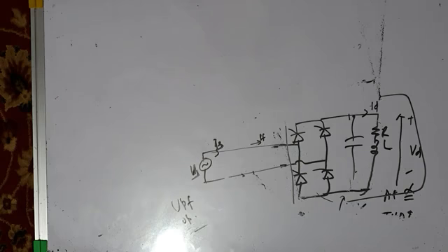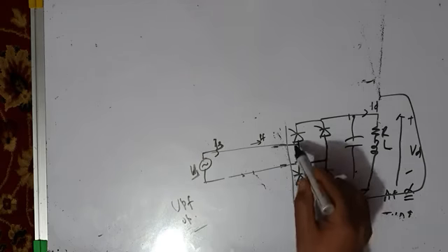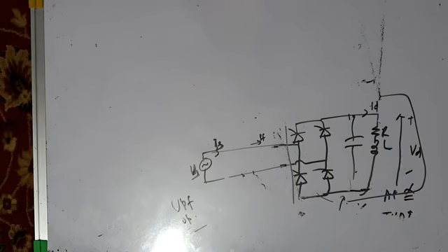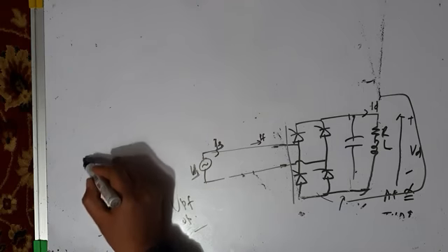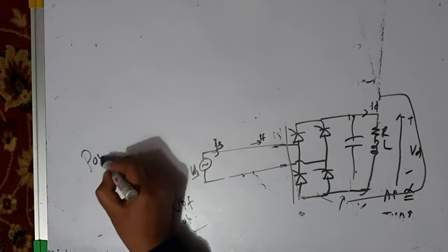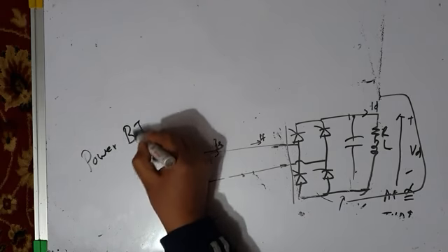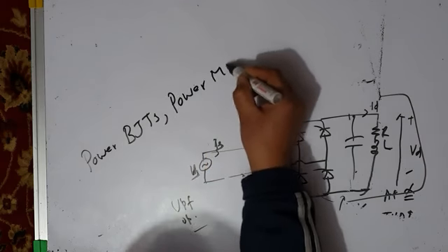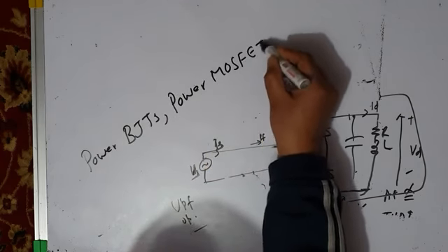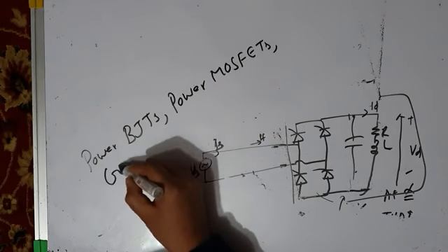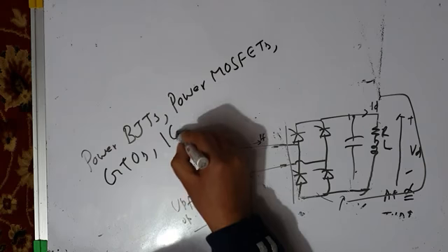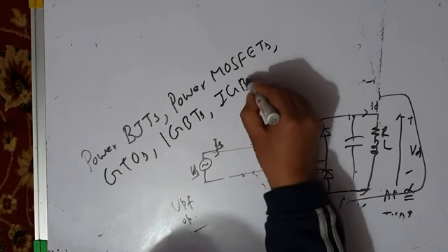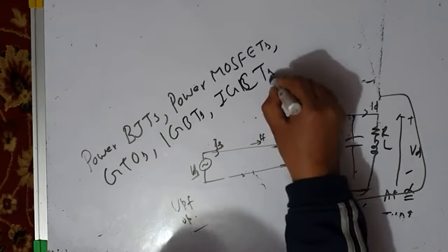For that, it was necessary that these thyristors were replaced by modern power semiconducting devices like power transistors, that is power bipolar junction transistors, BJTs, power MOSFETs, GTOs, IGBTs and IGCTs, and nowadays even newer devices are coming.